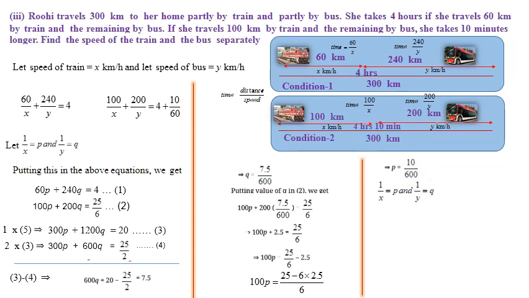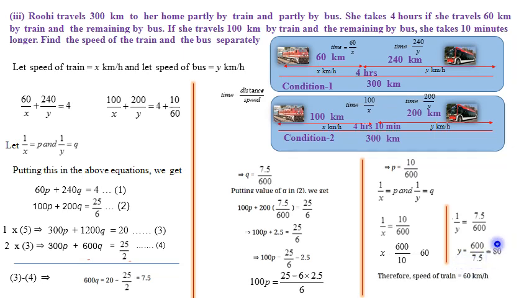Now just resubstitute the values. 1 by x is equal to p and 1 by y is equal to q. 1 by x is equal to, the p value is 10 divided by 600. Then when you take the reciprocal, x is equal to 600 divided by 10, that is equal to 60. Now 1 by y is equal to 7.5 by 600. Take the reciprocal, y is equal to 600 by 7.5, that is equal to 80. Finally we have got the answer. The speed of the train is 60 km per hour and the speed of the bus is 80 km per hour.